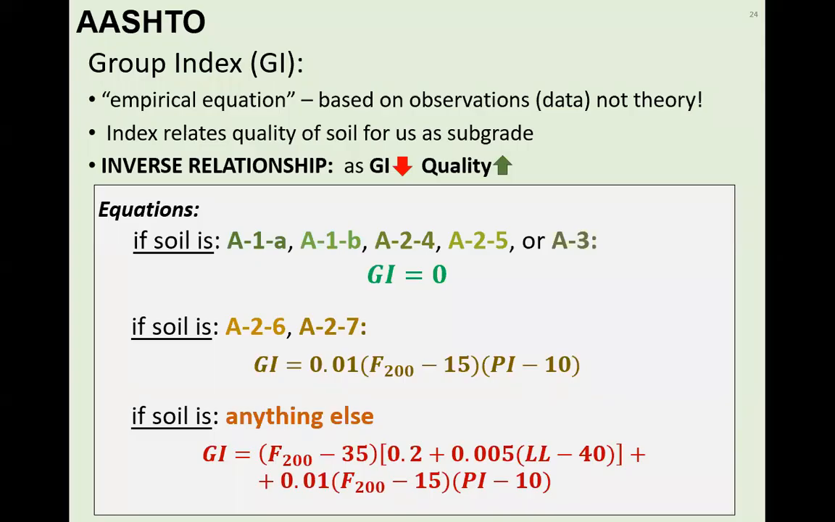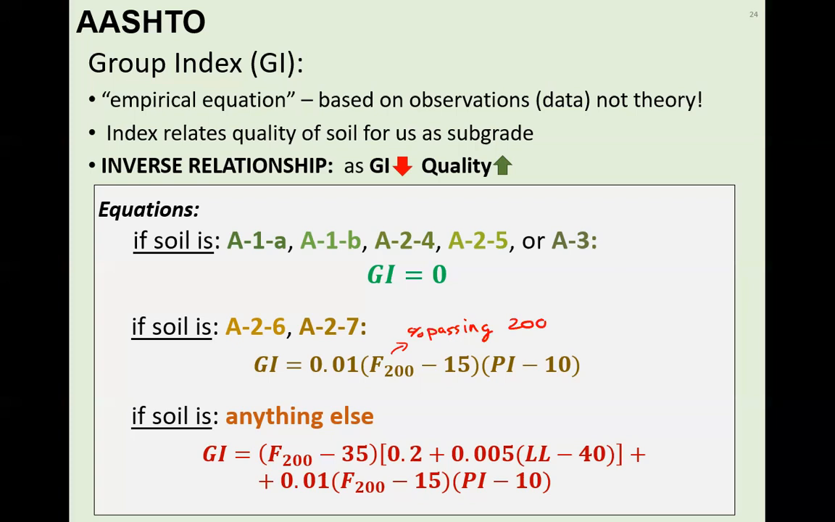So the group index is also added for certain soils. If the soil is A1, A2, or A3, so if it's one of the high quality soils, then we don't worry about the group index. So group index is equal to 0. There are these two other equations. If the soil is A2-6 or A2-7, then we calculate the GI using this equation, where F is the percent passing 200, the percent fines, and it's in percent form. So if we had 50%, then it'd be 50 minus 15, something like that.